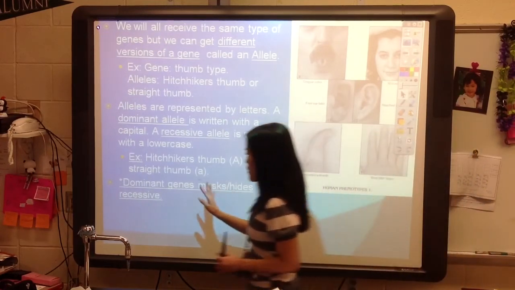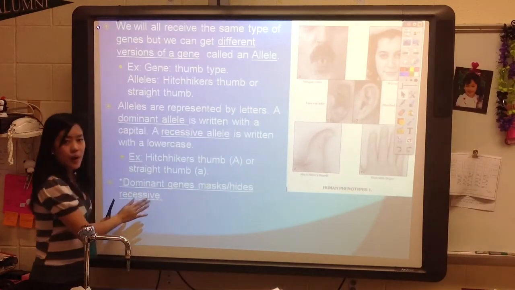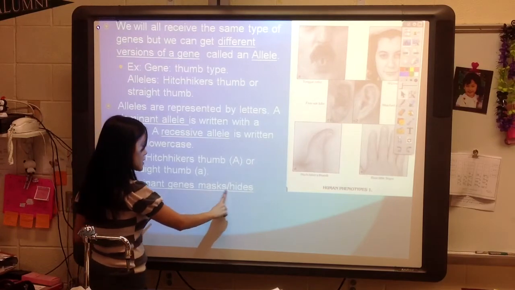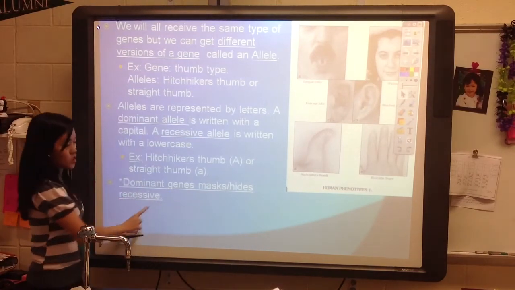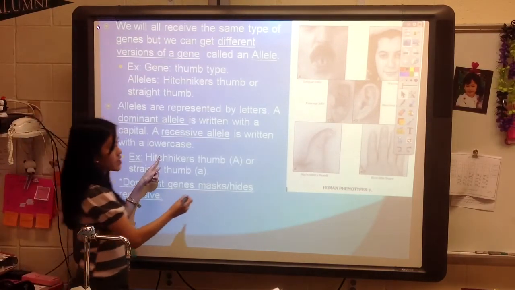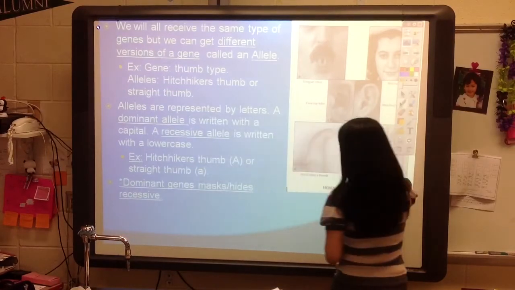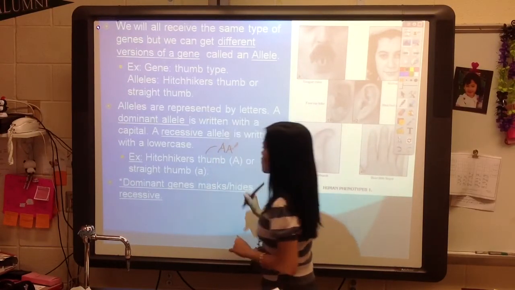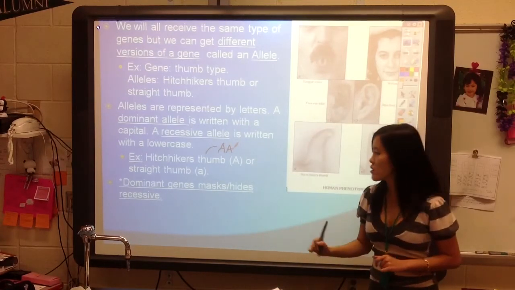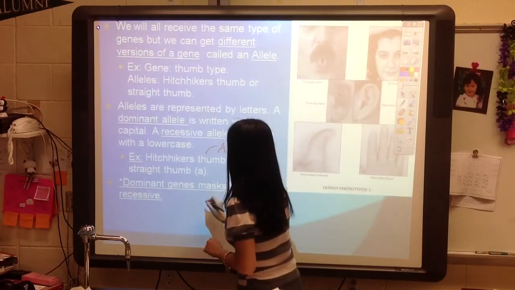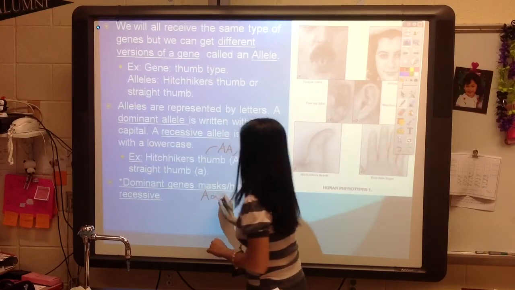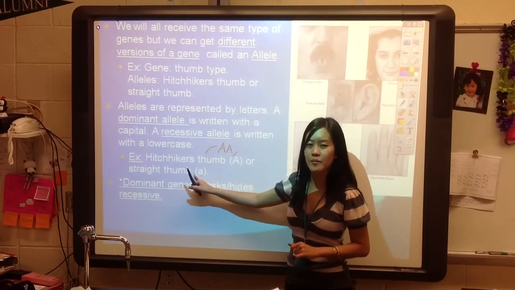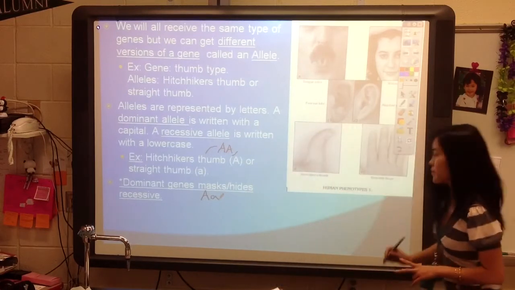One thing that we need to keep in mind, and this is that empty line at the bottom of your notes, is that a dominant gene actually masks or hides a recessive gene. So if you have a hitchhiker's thumb, you can end up having big A, because we always write those letters in twos, or you can have big A, little a. You still have a hitchhiker's thumb, but you're covering up this straight thumb. We'll talk about what that means a little more.